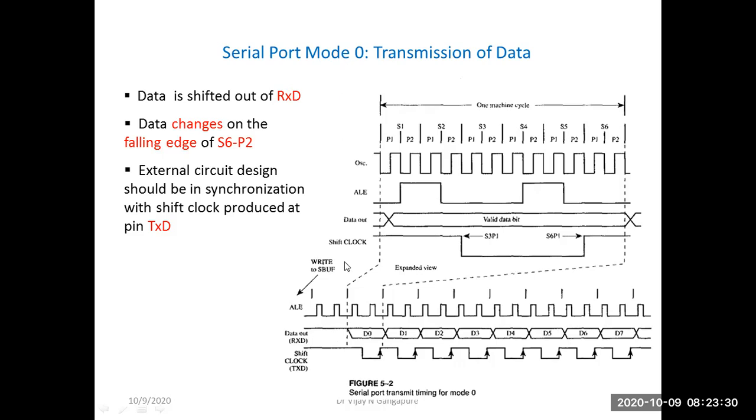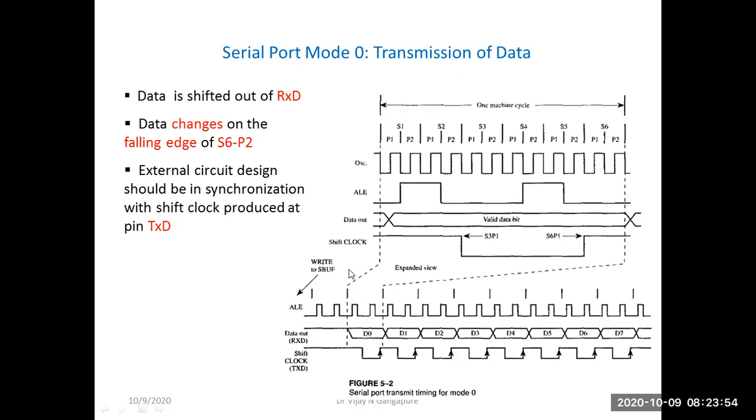It is not called UART, that is universal asynchronous receiver transmitter, because these bits we are transmitting, that is D0 to D7, are not being framed between a start bit and a stop bit, so this is not real asynchronous serial communication. So this mode is called 8-bit shift register mode.